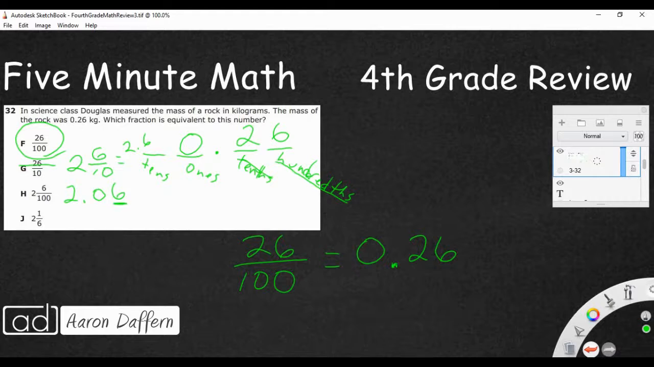And then 2 1/6 just plain doesn't work, because 1/6 doesn't translate easily into a fraction. It's got a long repeating decimal at the end, so we're just going to say a big no on this. We're going to worry about that when we get up to 6th or 7th grade. So your answer is going to be F.